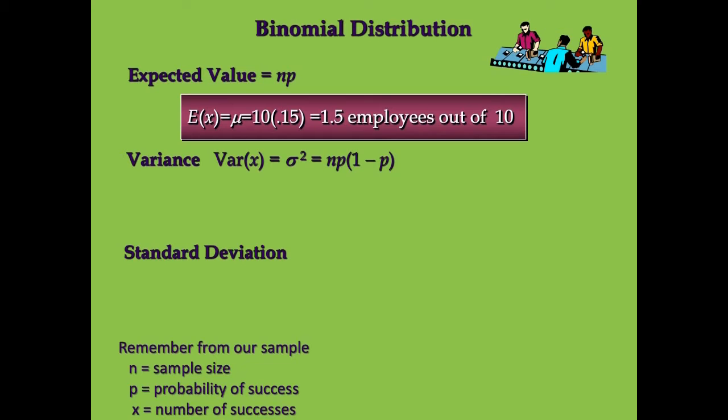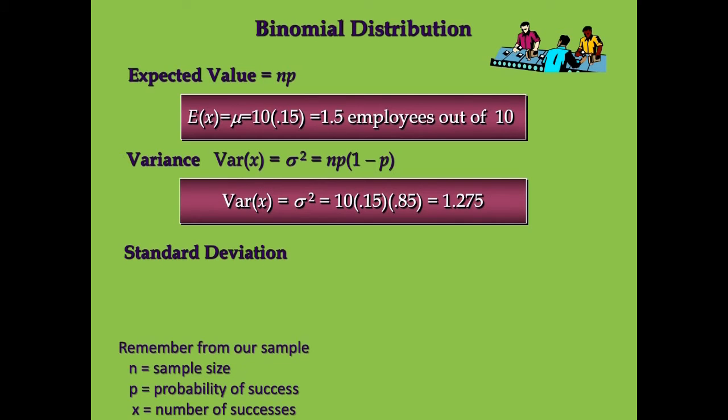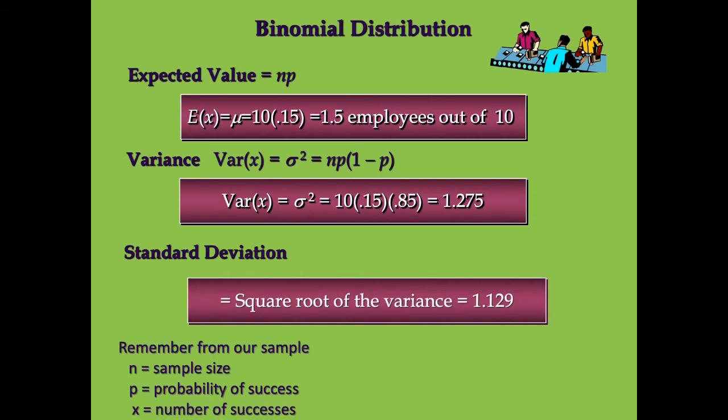And the variance formula would be N times P times 1 minus P. Well, N again is 10. P is still 0.15. And then if we did 1 minus 0.15, that would be 1 minus P. That's 0.85. And again, just by doing a simple multiplication on our Excel document, we would get 1.275 as the variance.